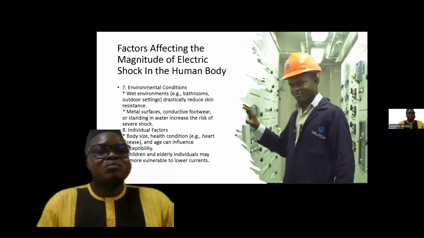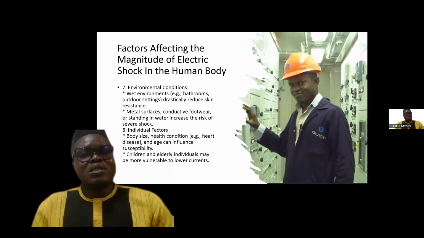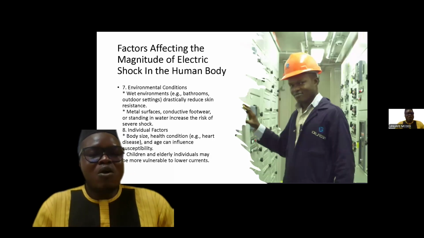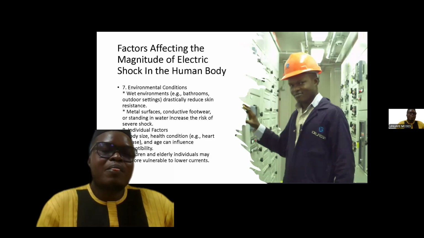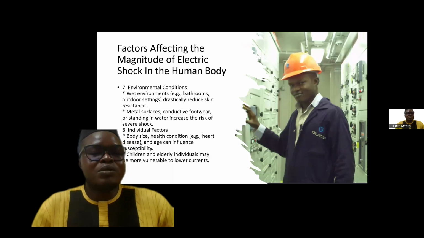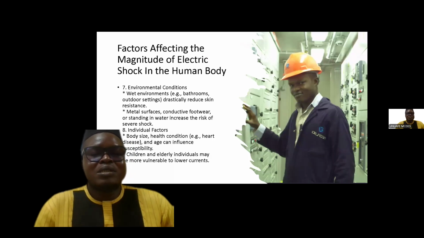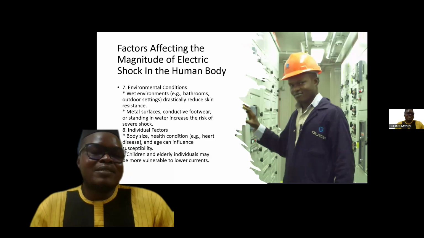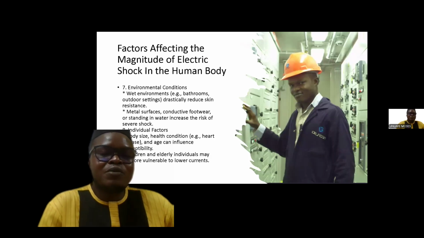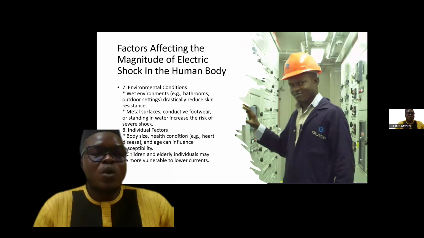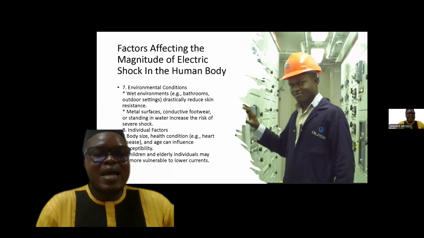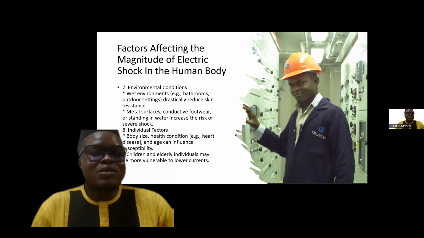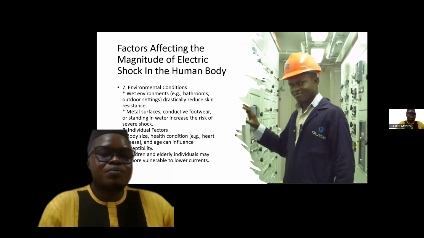Now, there are also environmental factors. Environmental conditions, sometimes a wet environment, e.g., like maybe a bathroom or outdoor setting, drastically reduce skin resistance. A metal surface, conductive footwear or standing water increases the risk of severe shock.